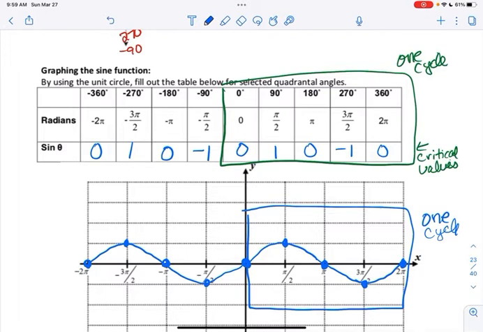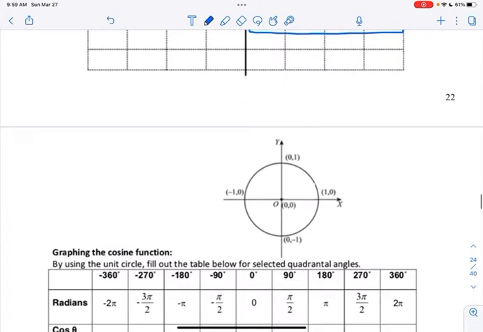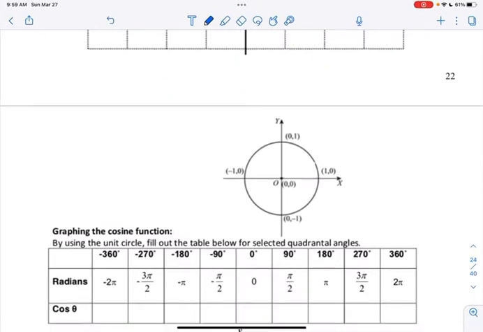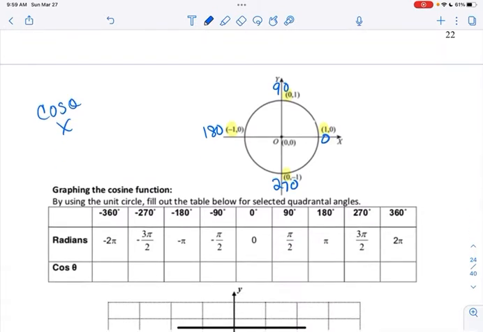All right, let's look at the cosine. Same unit circle, right? This is 0, 90, 180, 270, but this time I'm doing cosine. Cosine is my x-coordinate, right? So cosine is my x. We'll start at 0 again. Cosine of 0 is 1.